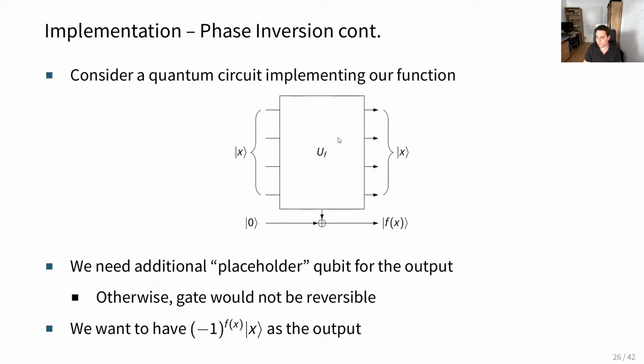Okay, but we don't want to have that one. We want to have this, right? We want to have this one. So how can we do that?